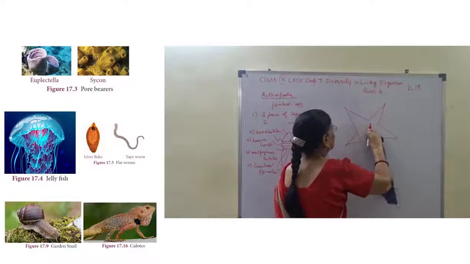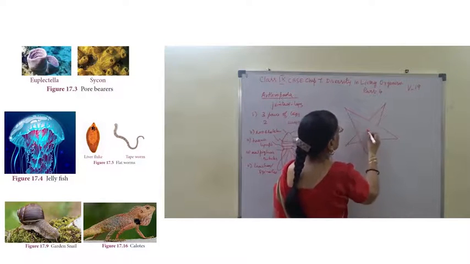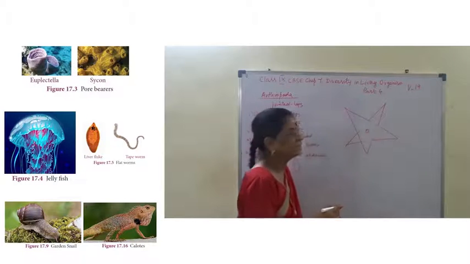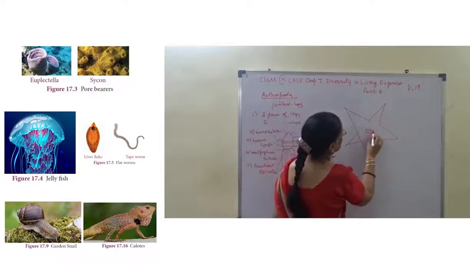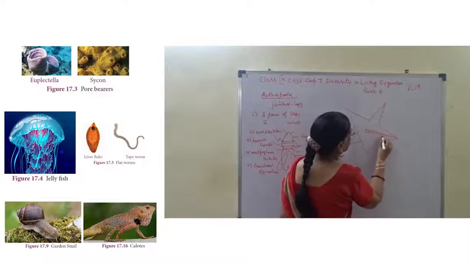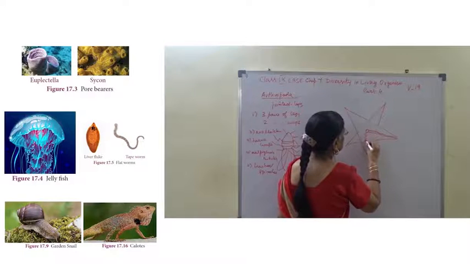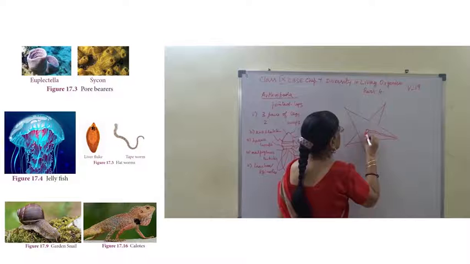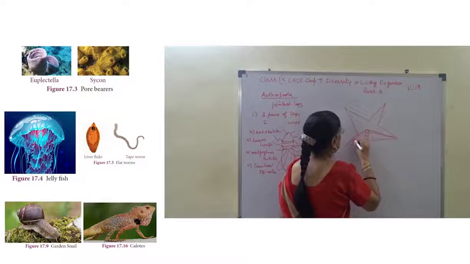In starfish, there is a dorsal side and a ventral side, and on the ventral side we find structures like this. These are the tube feet.